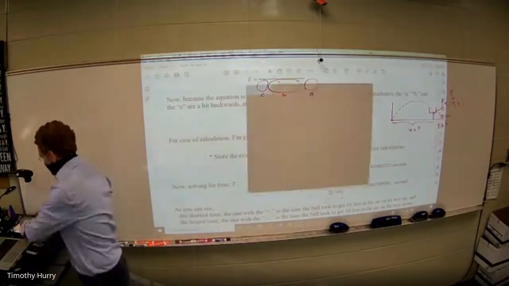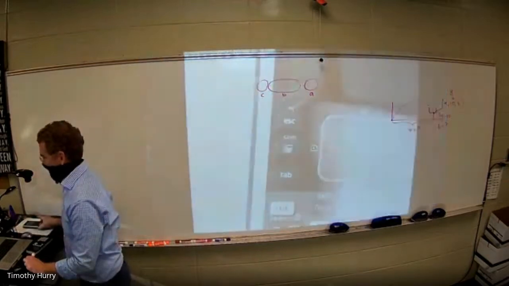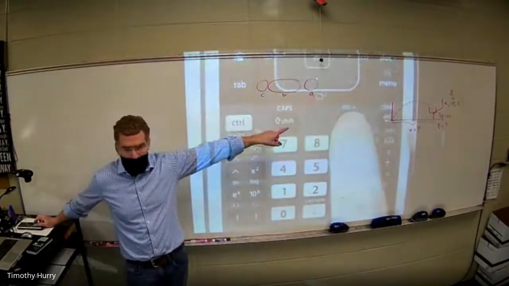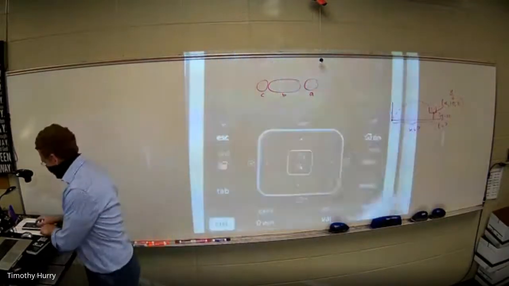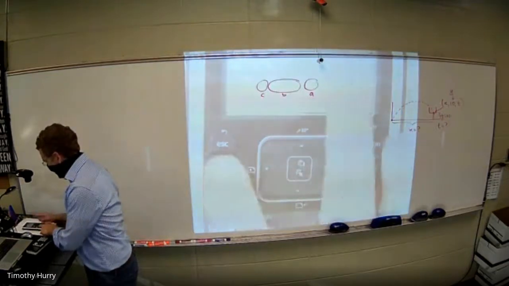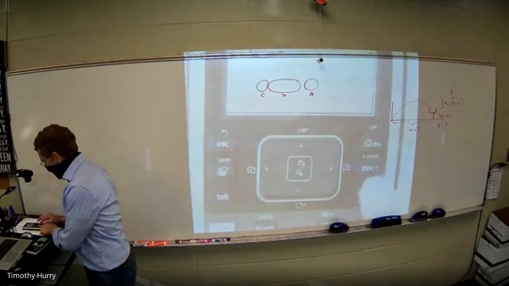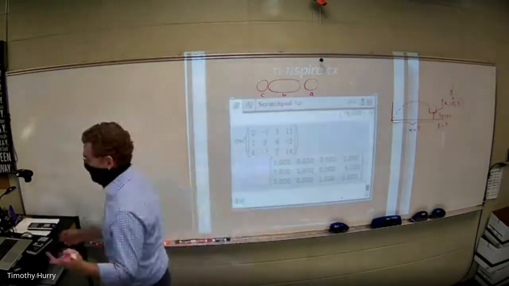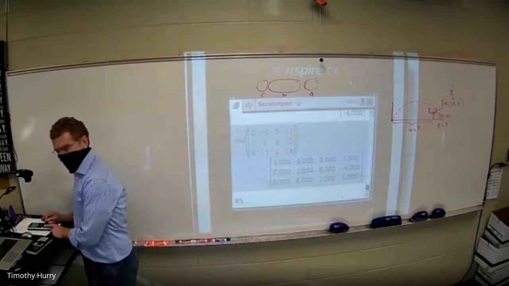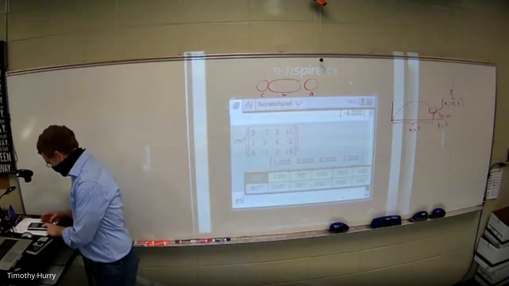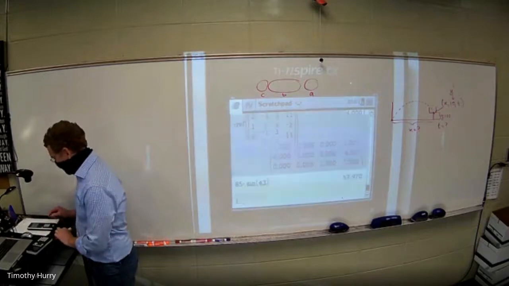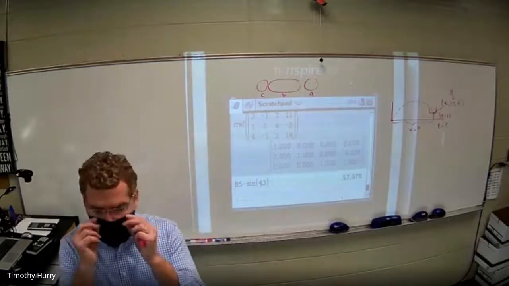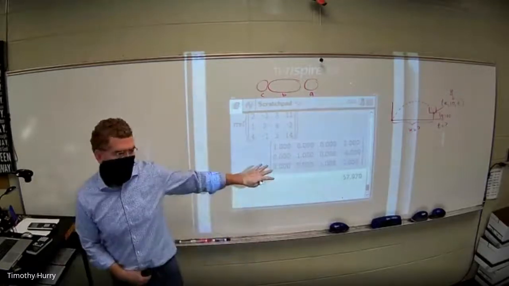On your calculator, you have a store button right over vars. You see it? Store. So what you have to do for something like this is, let's just say I type in, and I need to make sure I'm in degrees, 85 sine of 43 degrees, and I hit enter. And there's my 57.970. My calculator currently is rounding to 3 decimals.